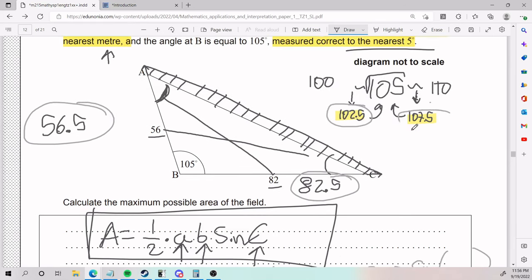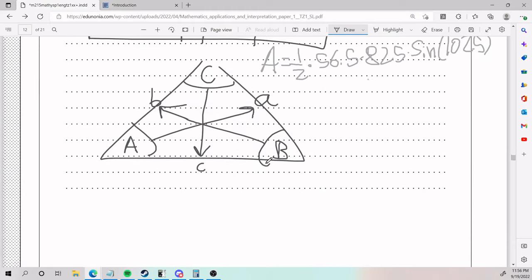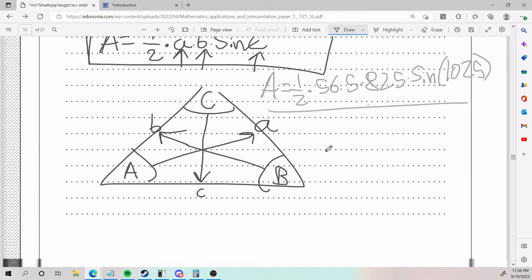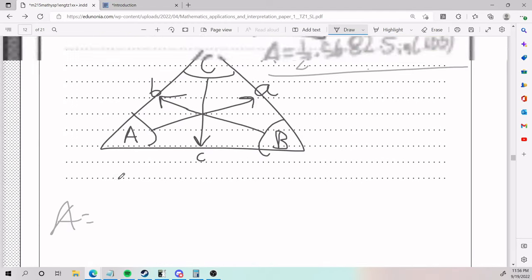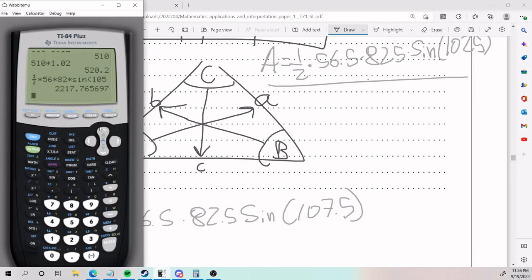Now, this sine C, we said there's two options. We got this guy and this guy, cierto? So we actually have to compare and see which one is bigger, see? Whichever one is bigger is the maximum possible area of the field, see? So this is my first case, and my second case is going to be down here. Sine 107.5, see? So those are the biggest and smallest values of my angle.